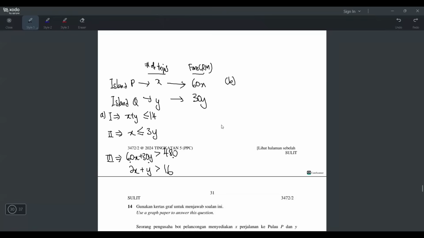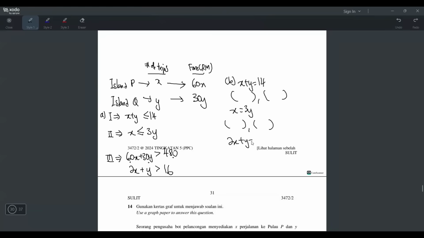Cannot. You need to find out the coordinates. You need to find the coordinates. So the first line is x plus y equals 14. And when the line has x and y, you have to find the points. Open brackets. Next line is x equals 3y. Same thing. If there is x and y, open brackets.